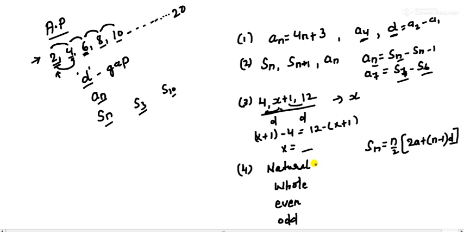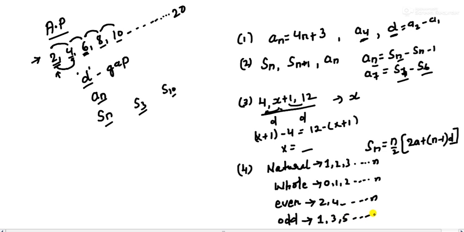And natural numbers begin with what? 1. So 1, 2, 3, just 3 is enough, up to n. Whole numbers begin with 0. So 0, 1, 2 up to n. Even numbers begin with 2, 4, and so on up to n. Odd numbers go 1, 3, 5, and so on up to n. So when you substitute, n is always n.